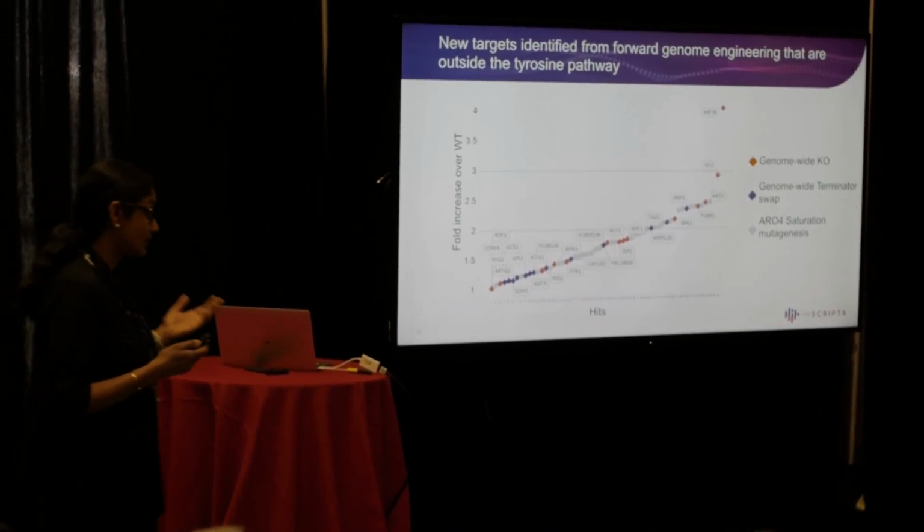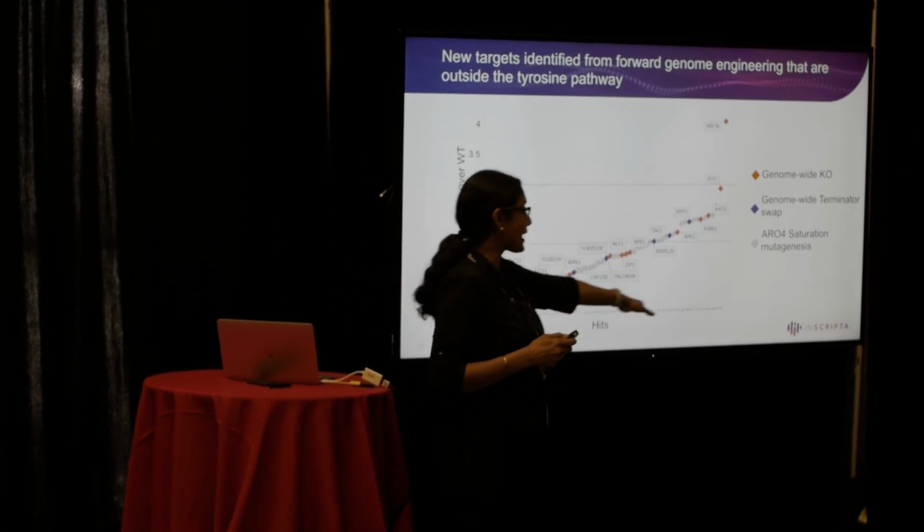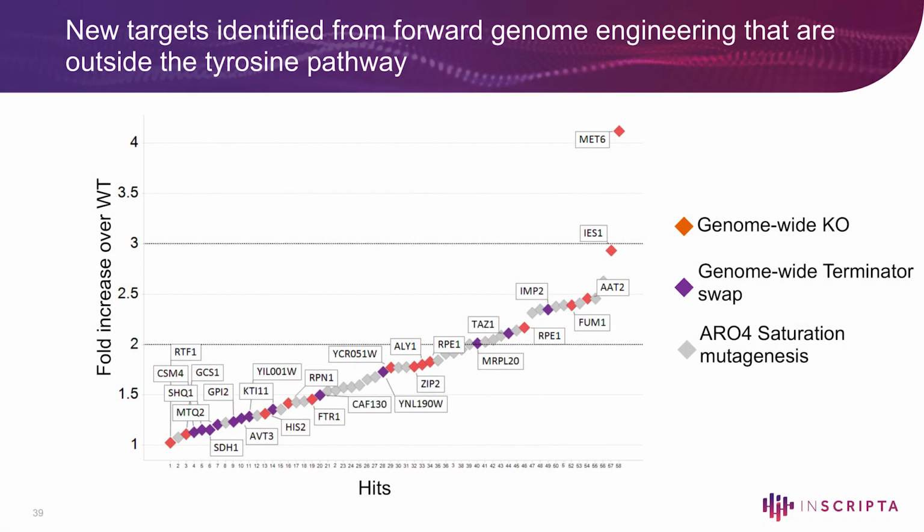Do we find anything? Yes. So here is a graph with ranked set of hits that we found, and again, it's the tyrosine titer. The highest hit we found so far was a genome-wide knockout of MET6. We don't know what it does. I don't know how it's related to the tyrosine pathway. There are several hits here. You could map back to a KEGG pathway or any of the pathway analysis tools that might tell you, yes, it's based off of carbon flux or some other hypothesis, but some of them are completely novel. We don't know what they do. And you can see that it's genome-wide knockout and just the terminator swap.